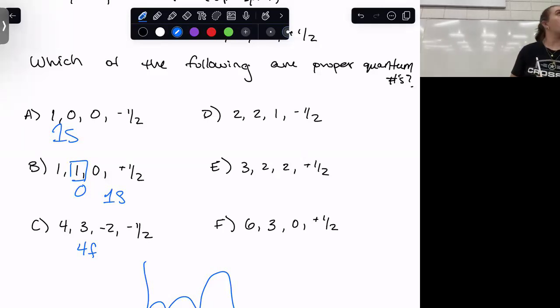What about D? Improper. What one word do we have to change there? Yep, this one. This one cannot be 2. This one has to be either 0 or 1. If it was 0, what subshell would it be in? Yep, so we can have 2s, or if it was 1, what would it be? 2p. Perfect.